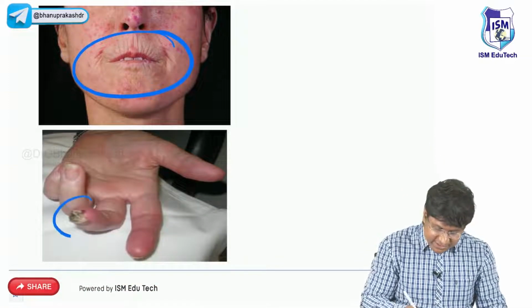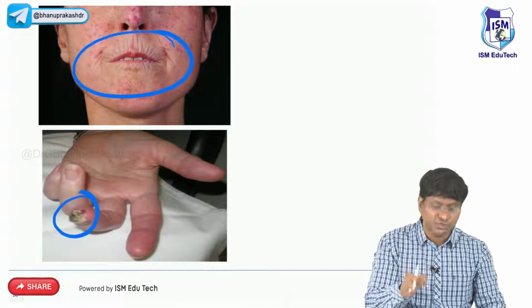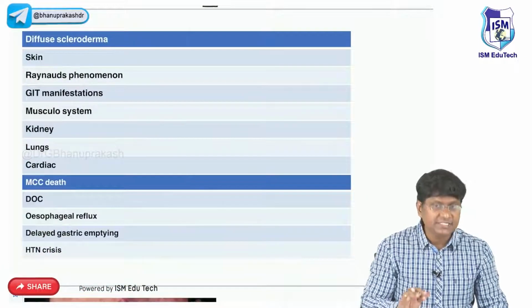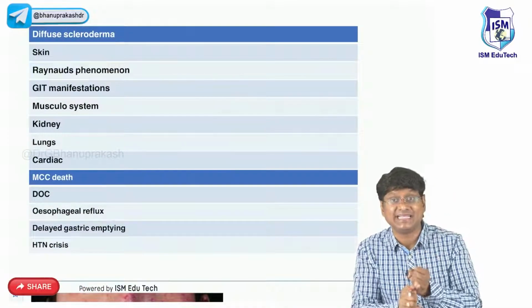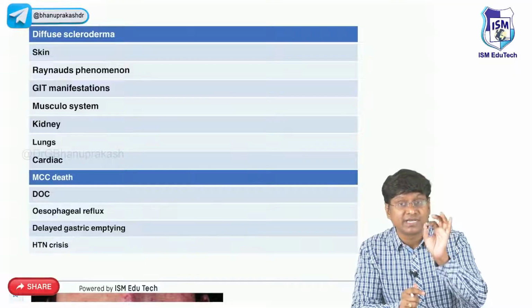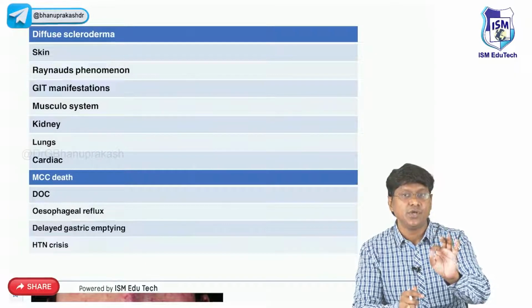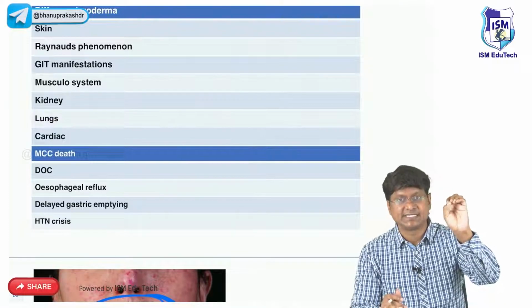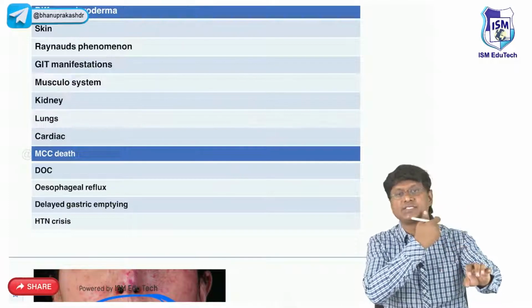And you can see the digits, right? The digital infarcts you can see in these patients with scleroderma. Now, that will be the skin involvement. There will be skin thickening. Skin thickening is the most recognizable manifestation of scleroderma. This skin involvement mainly starts within the digits, that too distal, and then it will progress proximally.